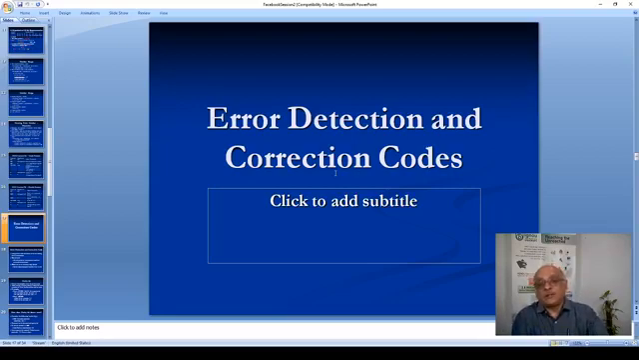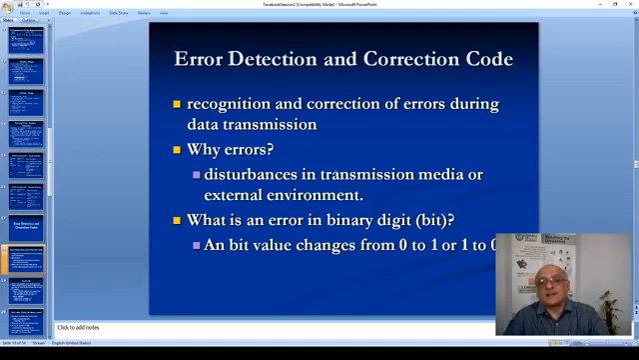Now from floating point numbers, let's move on to error detection and correction codes. This is another very interesting domain as far as computer science is concerned. The purpose of error detection and correction codes is recognition and correction of errors during data transmission. And why do errors occur? There are disturbances in the transmission media or external environment that can cause them.